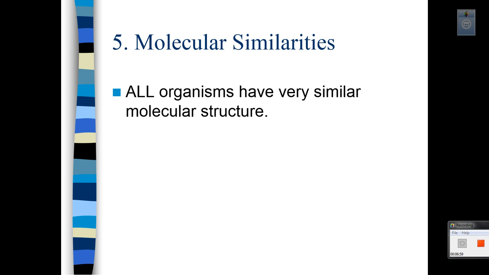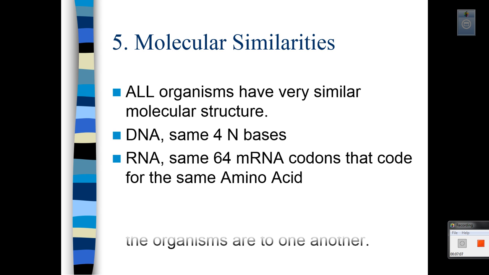Molecular similarities. All organisms have very similar molecular structure. DNA has the same 4 nitrogenous bases. RNA has the same 64 mRNA codons that code for the same amino acids. And the more closely related the DNA sequences are to each other, the more closely related the organisms are to one another.